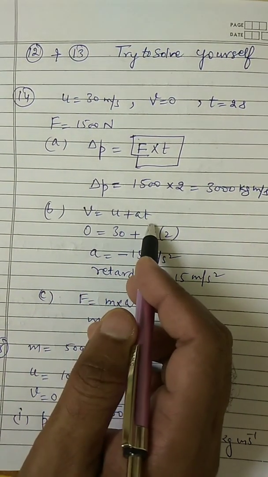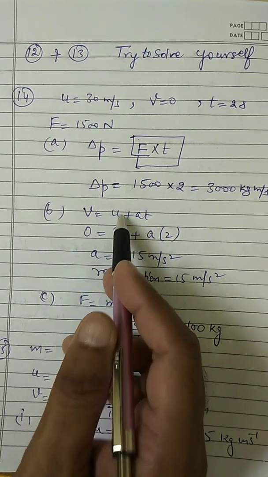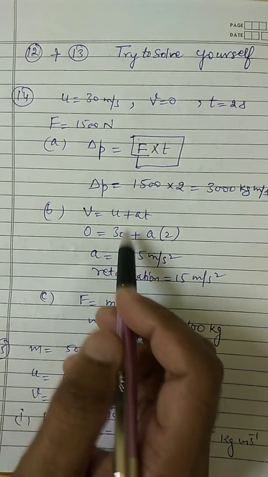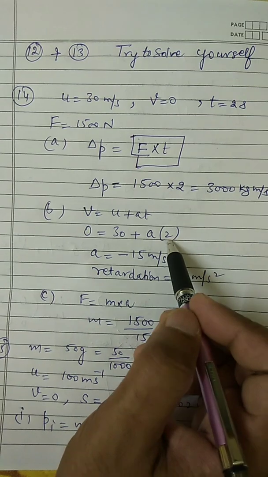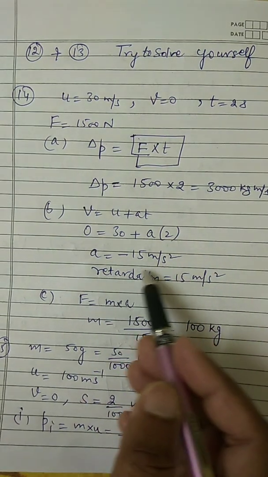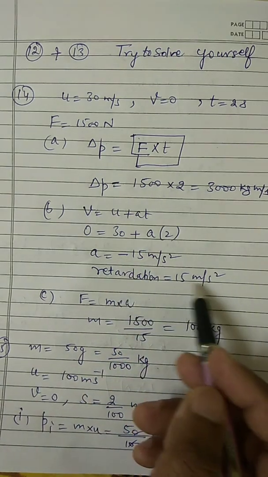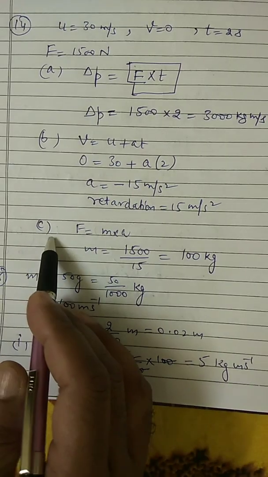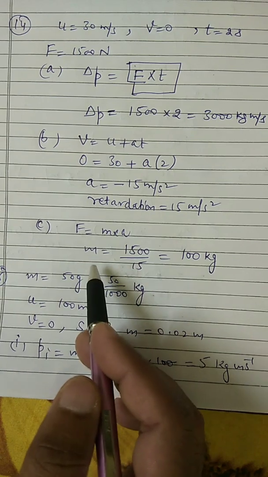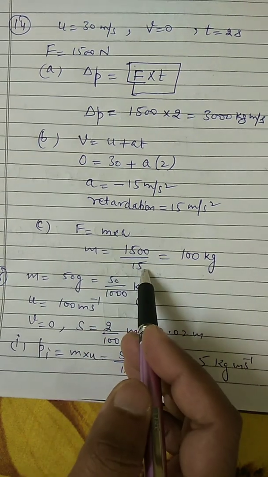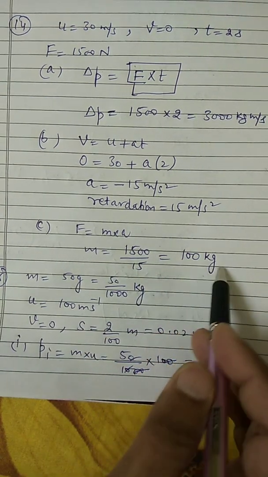B part, V is equal to U plus AT. V is 0, 30 is initial speed. Acceleration into 2 is the time. Acceleration is minus 15. It means retardation. Ignore negative sign, 15 meter per second square. C part, force is equal to mass into acceleration. Mass is equal to 1500 upon 15 is equal to 100 kg.